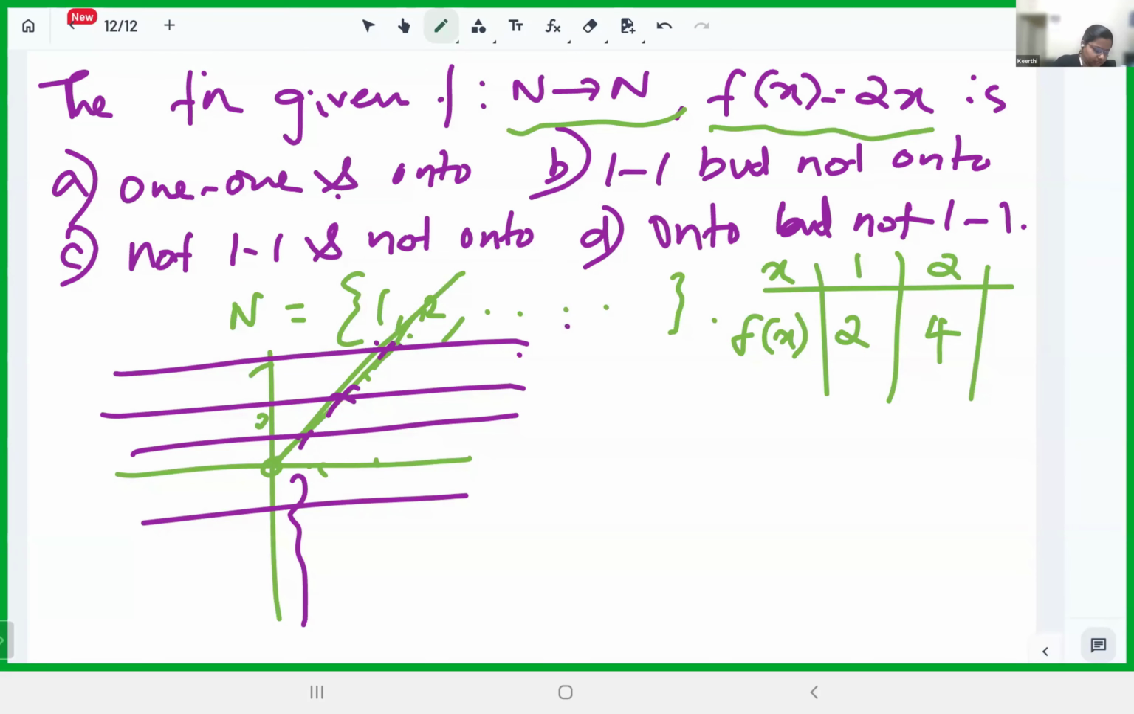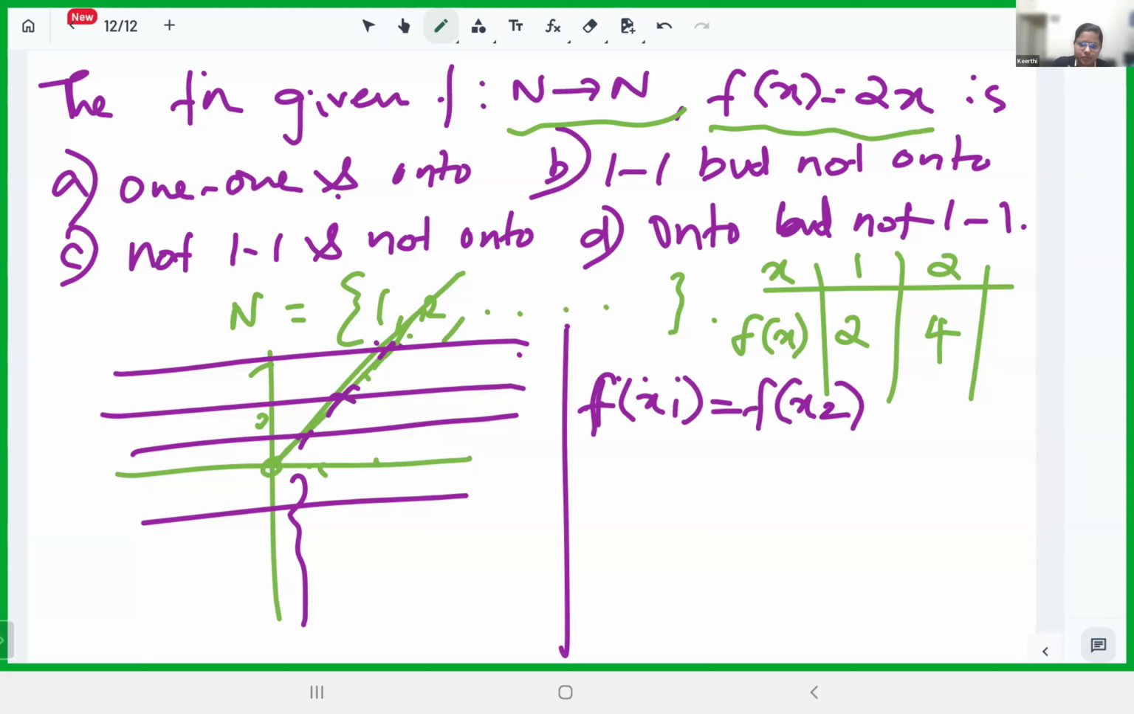According to the definition, we can also prove it. That is, if f of x1 is equal to f of x2, you can prove this way also. Take f of x1 is equal to f of x2. So from this, you can say that 2x1 is equal to 2x2. From this, you can get that x1 is equal to x2.